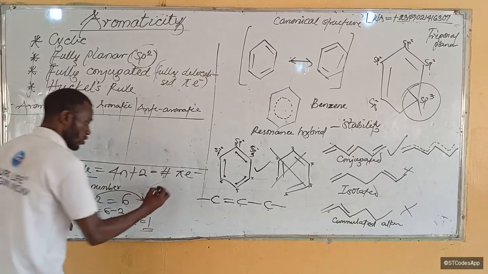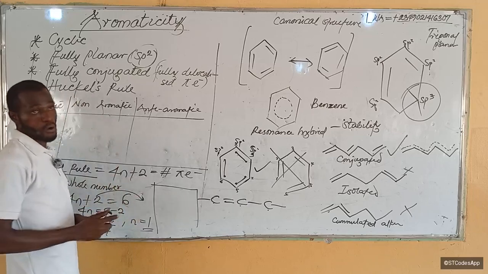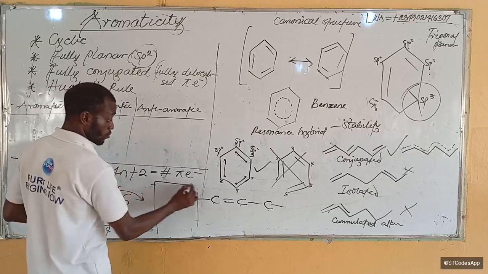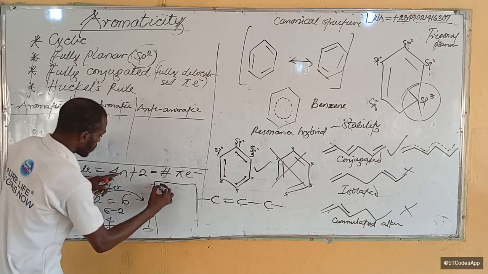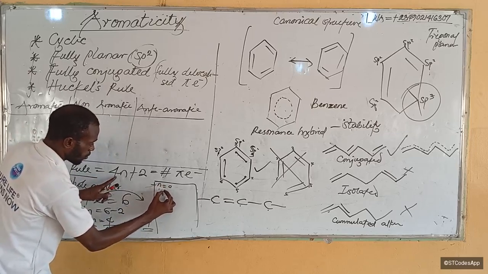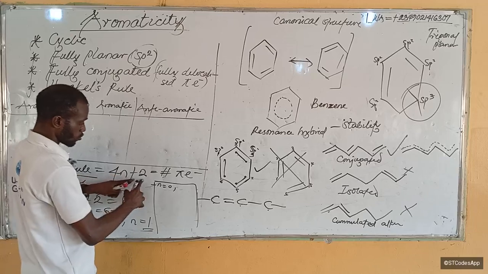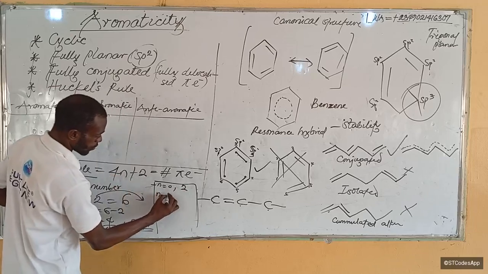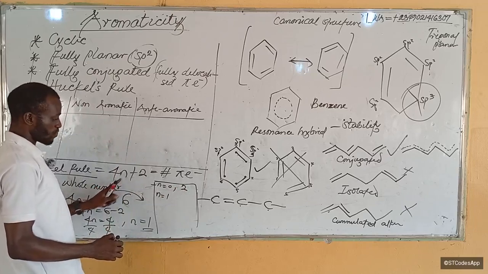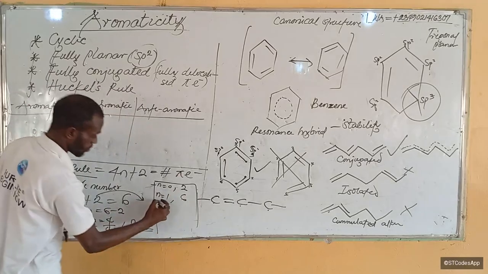Another way to solve using Huckel's rule is this. Now listen. We can generate a set of values for Huckel's rule, and we'll call it Huckel's number, so to say. Where n equals 0, our Huckel's number will be what? n equals 0, 0 plus 2, that's 2. Where n equals 1, 1 times 4, that's 4. 4 plus 2, 6, which was what we got for benzene, 6 pi electrons.